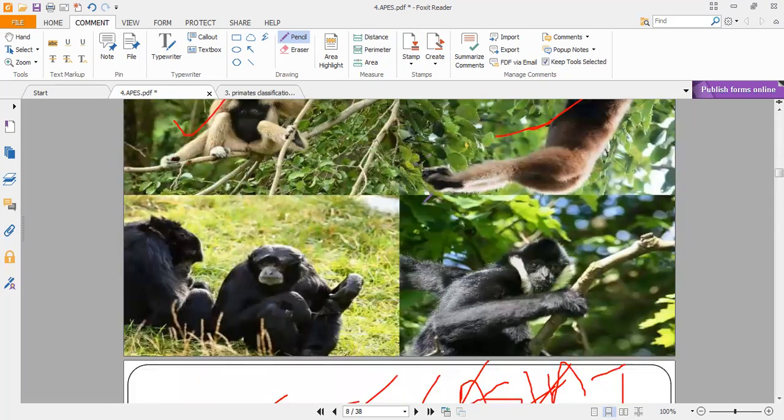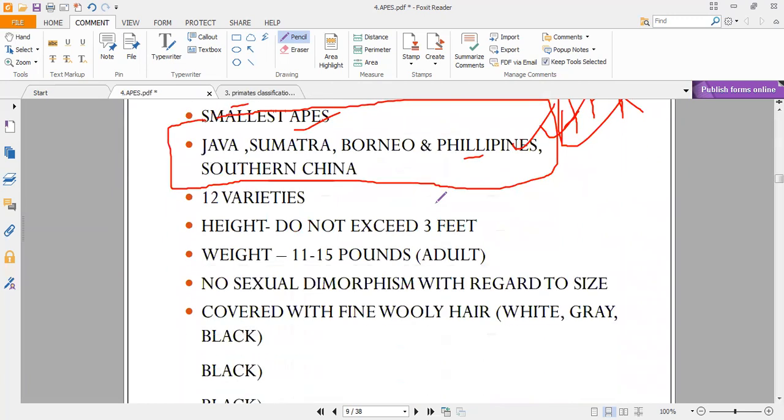The coat is gray color, brown color. There are around 12 varieties of gibbon we can find around the world, and of course around the world means we can find them in Asia. If you talk about their height, the height does not exceed 3 feet, and their weight is also very less, 11 to 15 pounds. 1 pound is equal to almost 0.44 kg. So the weight is very small.